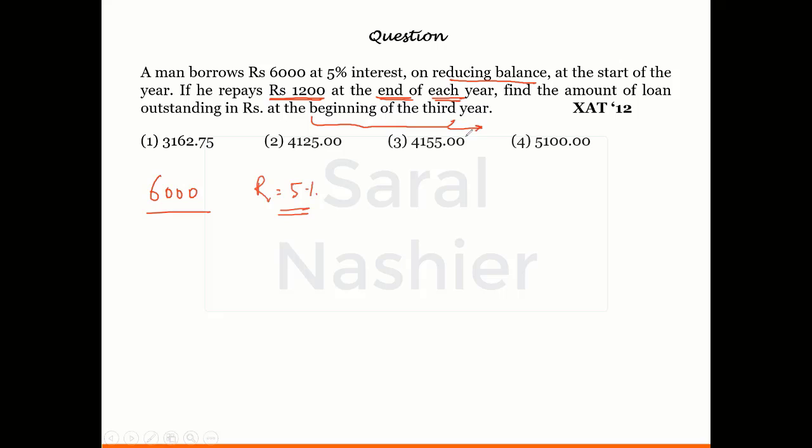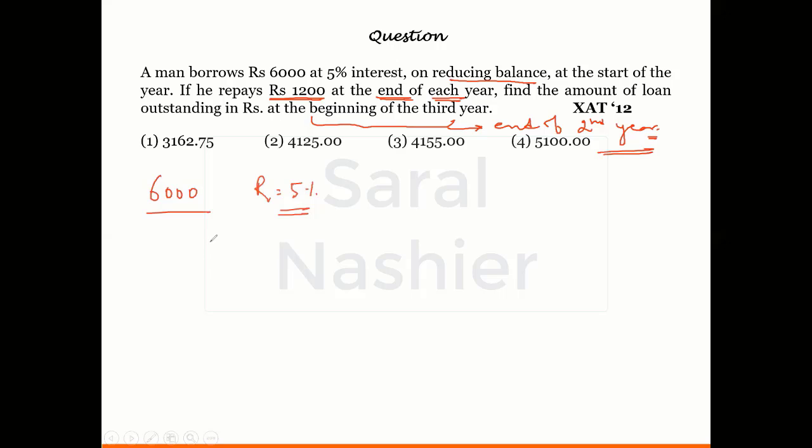Can I say the beginning of the third year is as good as the end of the second year? I mean, the only difference between the two is that 1,200 is paid at the end of the year. The question is asking you about the beginning of the third year. So basically it is asking you what is the amount outstanding after paying 1,200 at the end of the second year. So this is what we have to do.